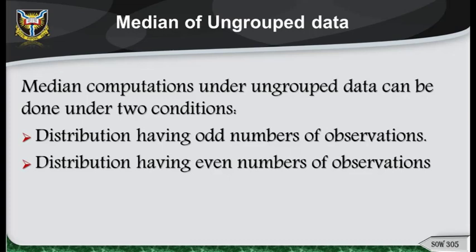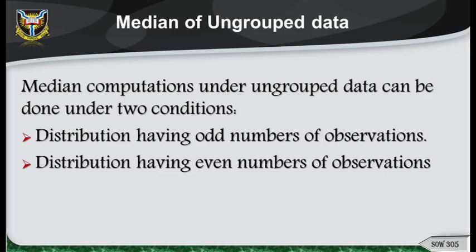1. Median of ungrouped data. Median computations under ungrouped data can be done under two conditions. 1. Distribution having odd numbers of observations. The calculation of the median is very simple. For example, to calculate the median for a set of scores 27, 40, 25, 21, 14, which are odd in number, first rearrange in descending or ascending order: 14, 21, 25, 27, 40. The middle value is the median, that is 25.